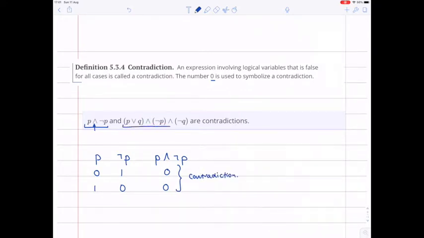So you should take some time to just sketch up the truth table for this and check that your final column is a row of all zeros.